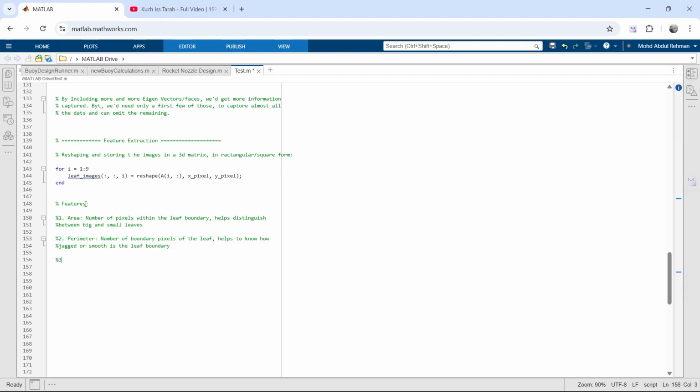Now, the third property or feature is going to be the compactness. This helps us identify if the leaf is more of a round shape or an elongated shape. A circular leaf has, let's say, lower compactness, while the irregular ones have higher compactness.